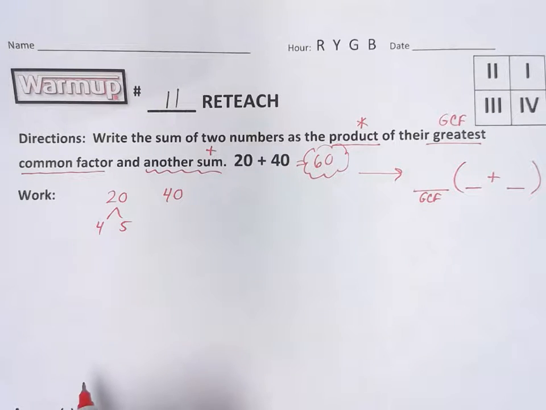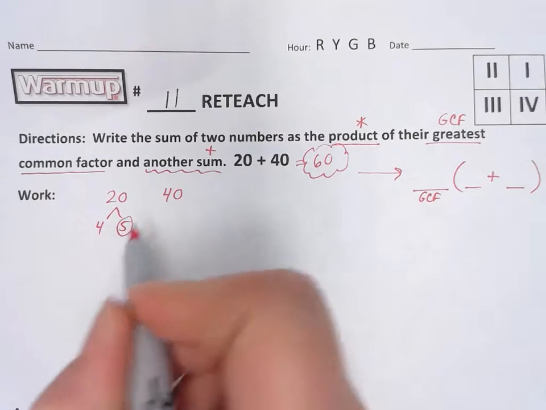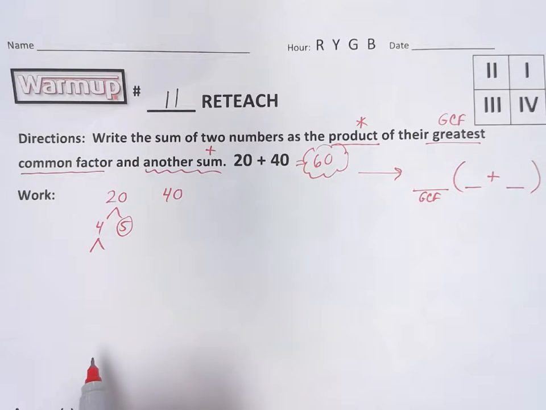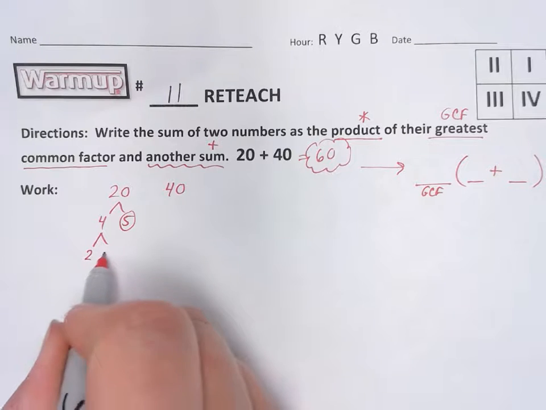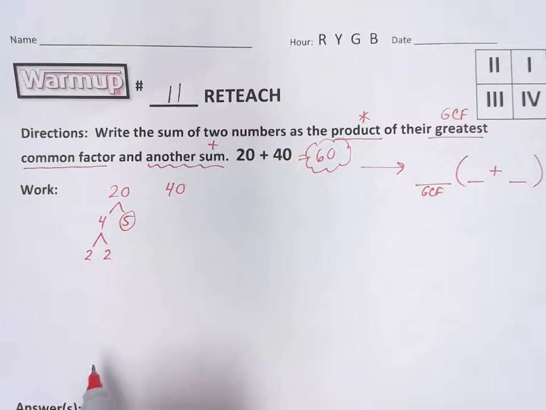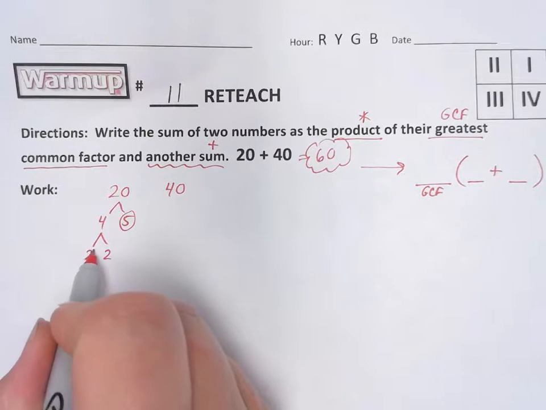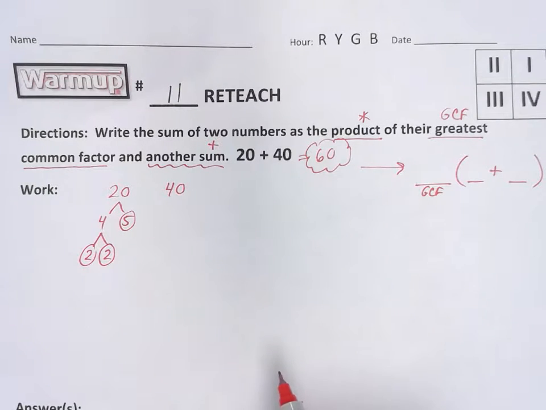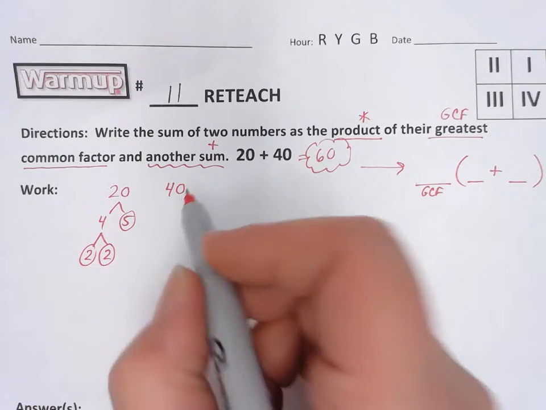Well, 4 is not prime, but 5 is, so I'll circle it. 4 is composite, so I need to break it down. 4 could be written as 2 times 2. And if you remember, 2's, even though they're even, they're the only even prime number. Looks like this tree is done. We next need to break down 40.